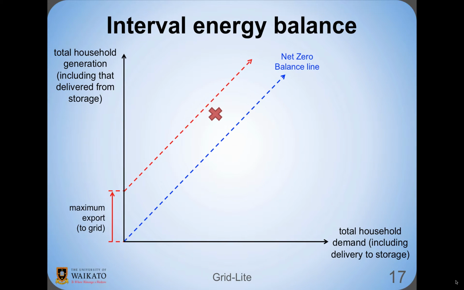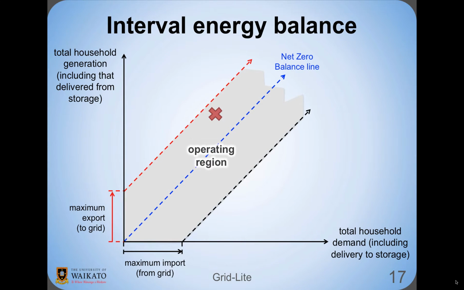If we're talking about GRID-LITE, we can also plot grid constraints in this space: the maximum export or feed-in, and the maximum import or load. The operating region for our GRID-LITE system can be characterized by this shaded area.